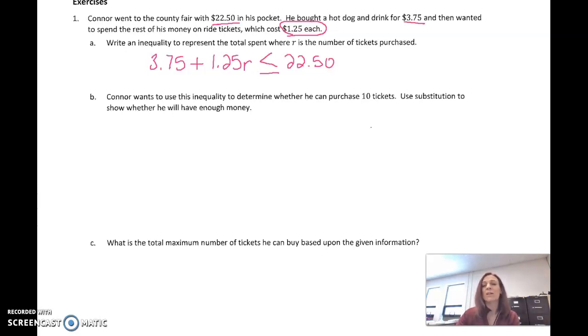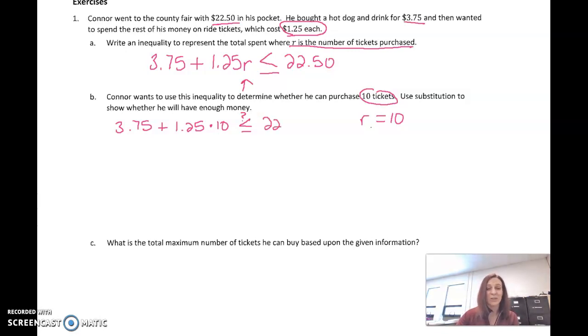Now, Connor wants to use this inequality to determine if he can purchase 10 tickets. R is the number of tickets purchased. So this means right here, R equals 10. Use substitution, meaning we're going to take 10 and input it for R to show whether he'll have enough money. So I'm going to take $3.75 plus $1.25 times 10. R represents the number of tickets, 10 tickets. And I'm wondering, is that going to be less than or equal to, you don't have to pick which one. As long as it makes one of them true, we're good. Less than or equal to $22.50.